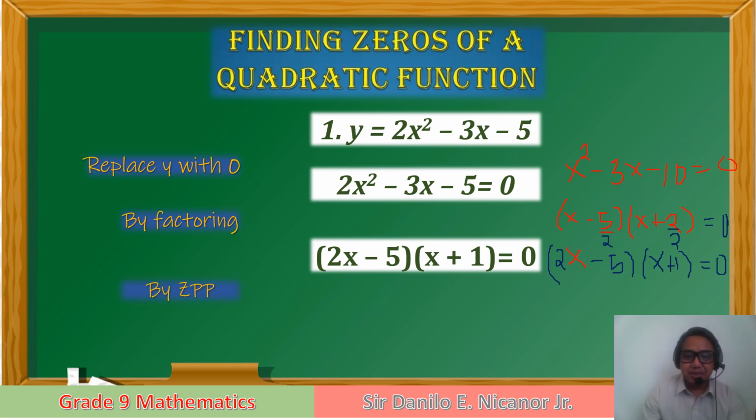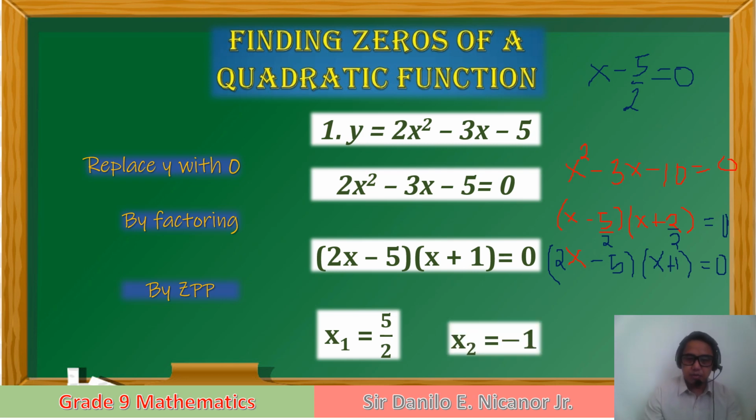So, by zero product property, ibig sabihin, equate mo lang to sa 0. 2x minus 5 equal to 0. Gagawin mo lang x minus 5 over 2 equals 0. Then, ililipat mo yan. We have x equals 5 over 2. And then, ililipat mo rin itong kabila. X equals negative 1.